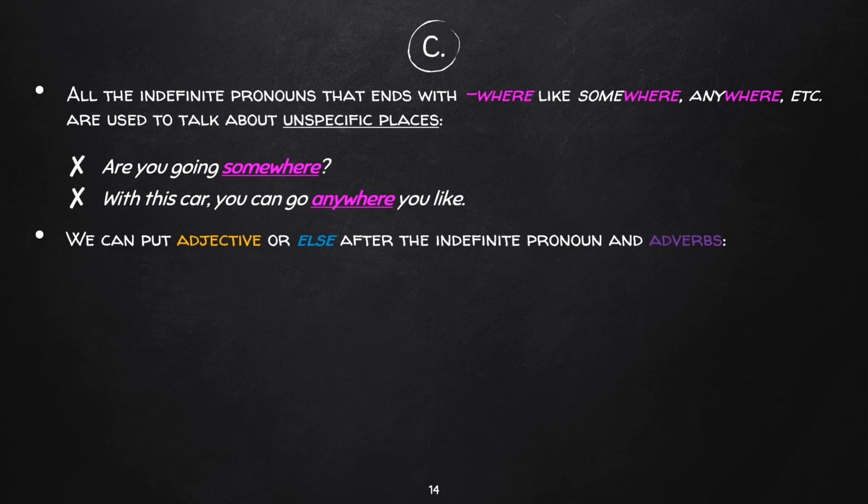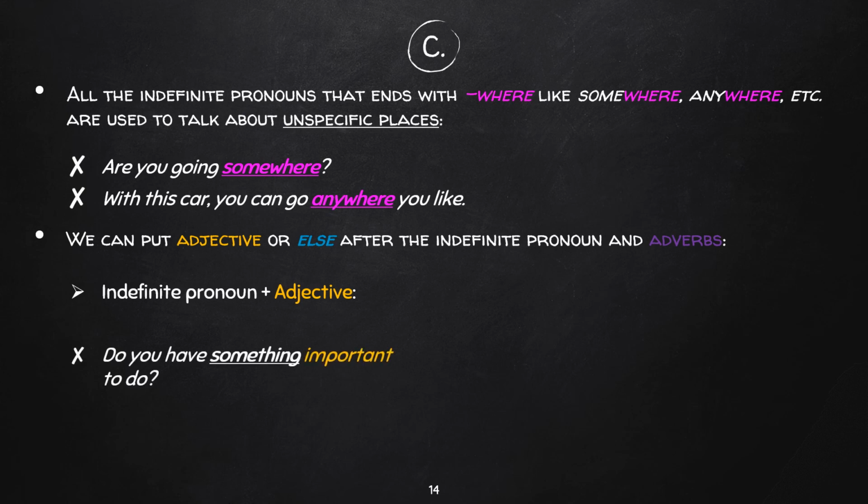We can put an adjective after the indefinite pronoun. For example, of an indefinite pronoun followed by an adjective is, do you have something important to do? Something in the sentence is the indefinite pronoun and important is the adjective describing it. Another example, did you do anything interesting this weekend?